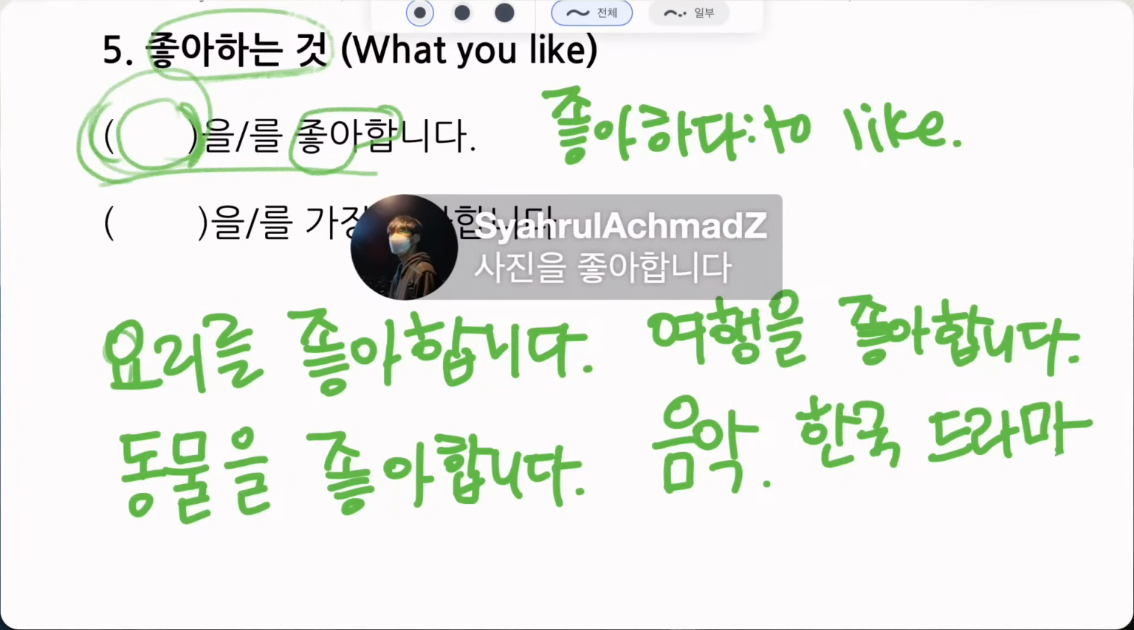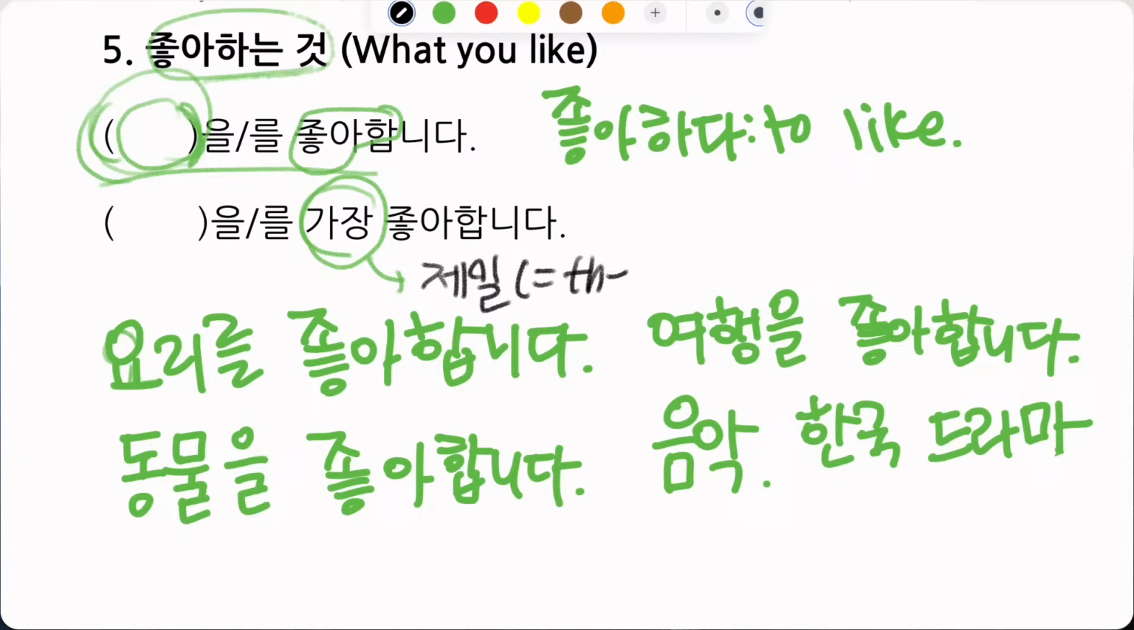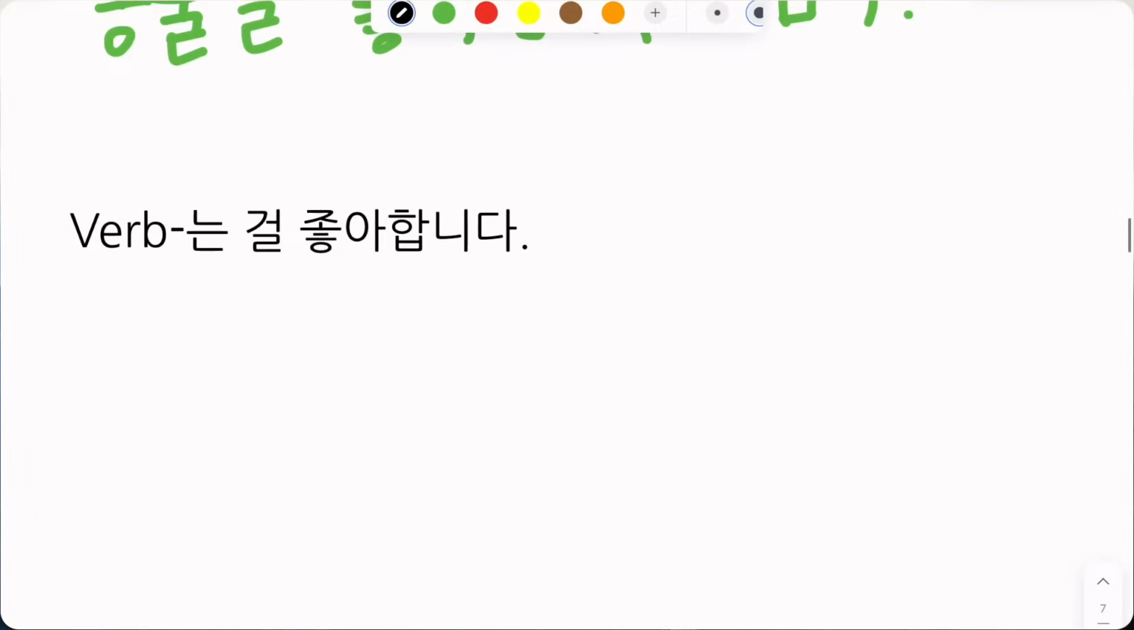그리고 사진을 좋아합니다. Photos. 좋아요. 그리고 you could also add something like 가장 or 제일, which means the most, to talk about what you like the most. 뭐뭐를 제일 좋아합니다. 그리고 if you want to be more specific, so this is a rather advanced grammar, but I included it anyway because I'm not going to dissect it in detail, but you can just memorize it, right?